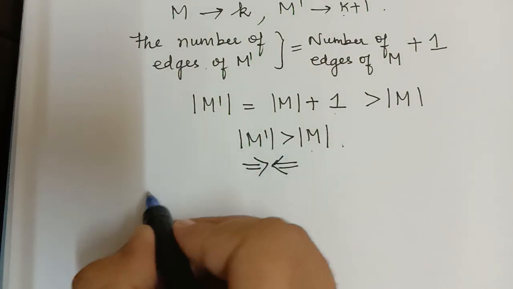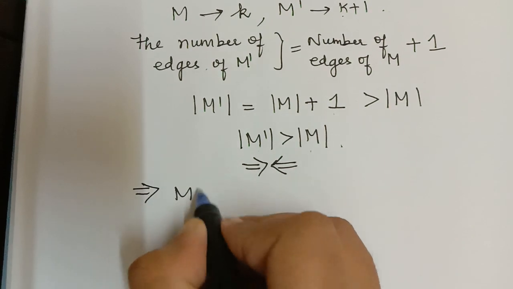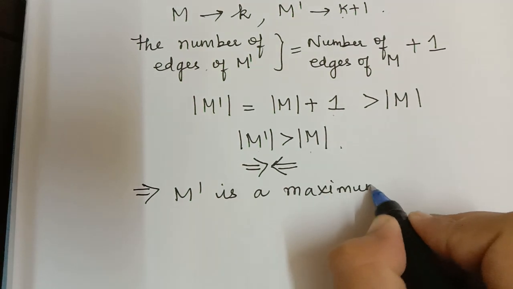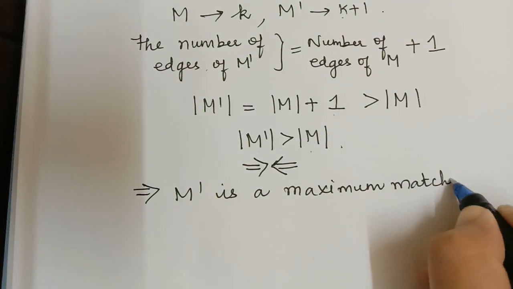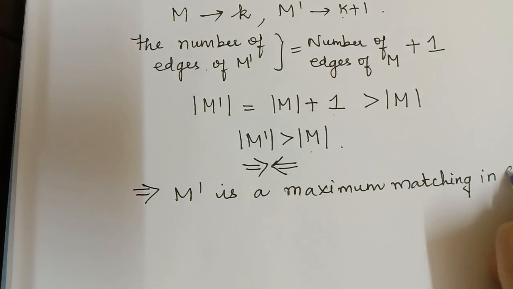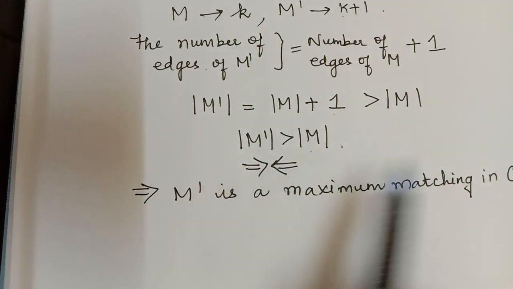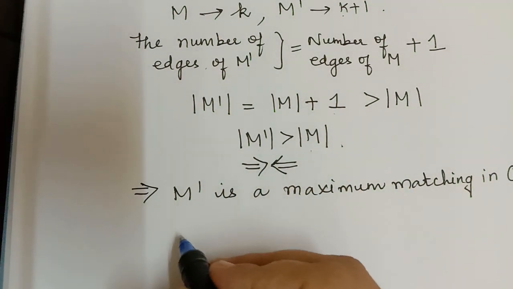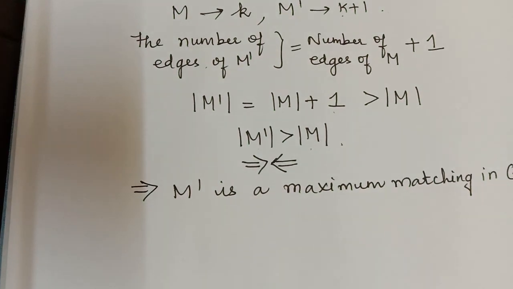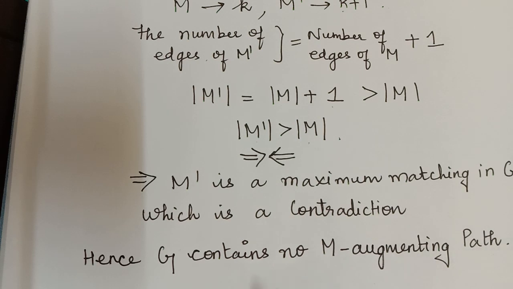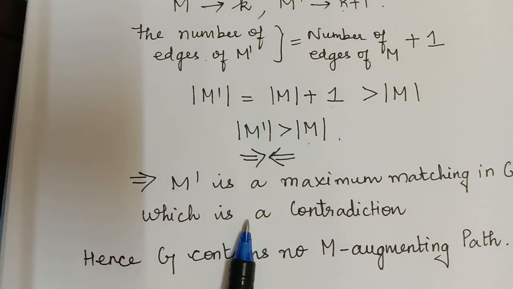So this implies M dash is a maximum matching in G. Which is a contradiction, because M is the maximum matching. So this contradiction proves that our assumption is wrong. So let us just put that in words. Which is a contradiction. Hence G contains no M augmenting path. And therefore we conclude that if M is a maximum matching, then G contains no M augmenting path.